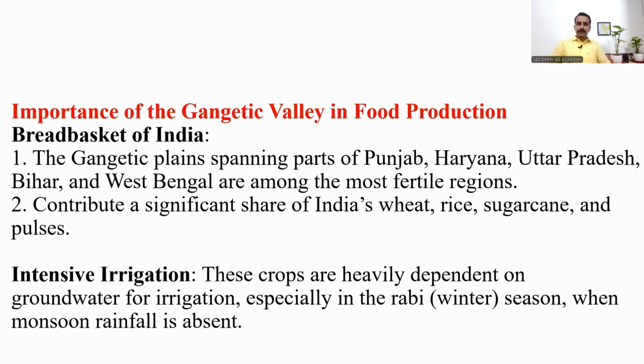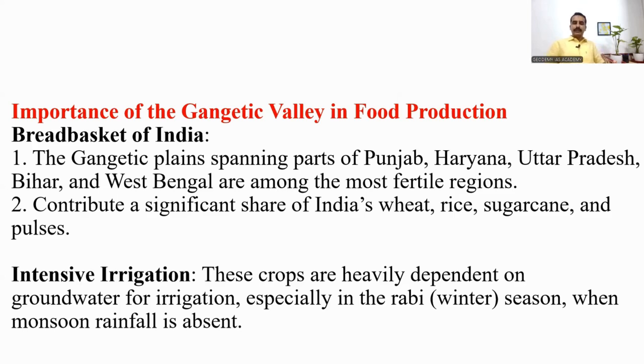How may it affect the food security of India? First, we should explain the importance of the Gangetic Valley in food production. We know that the Gangetic Plain is a very fertile land and it has a high potential for food production, so it is called the bread basket of India. The Gangetic Plain, spanning parts of Punjab, Haryana, Uttar Pradesh, Bihar and West Bengal, is among the most fertile regions. The major Ganga River and its tributaries and the Sutlej River also flow in these regions. It contributes a significant share of India's wheat, rice, sugarcane, and pulses. Among these, rice, wheat, and pulses are the more important staple food crops in India.